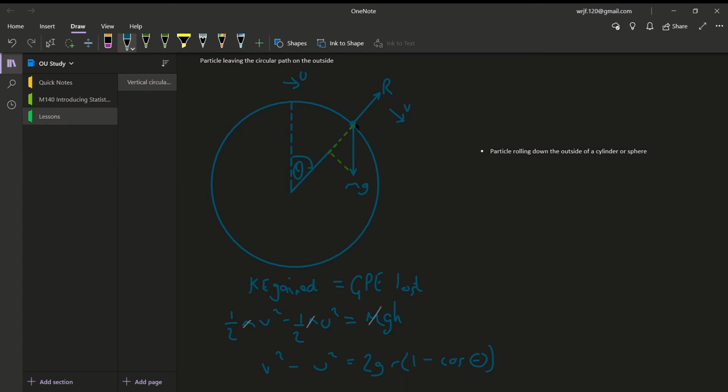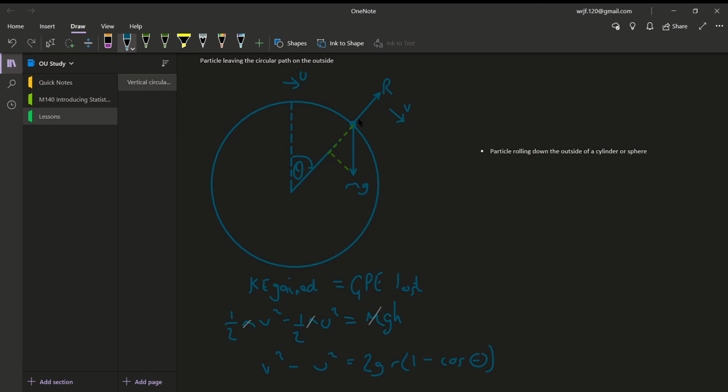As before, when the particle was leaving on the inside of a circle, we had the tension in the string equalling 0, essentially the string going floppy. Of course, in that previous case, it needn't necessarily be on a string. It could be on the inside of some sort of circular thing, like this one is on the outside. On the inside, the equivalent of the tension in the string being equal to 0 would be the normal reaction from the surface that it's rolling around being equal to 0.